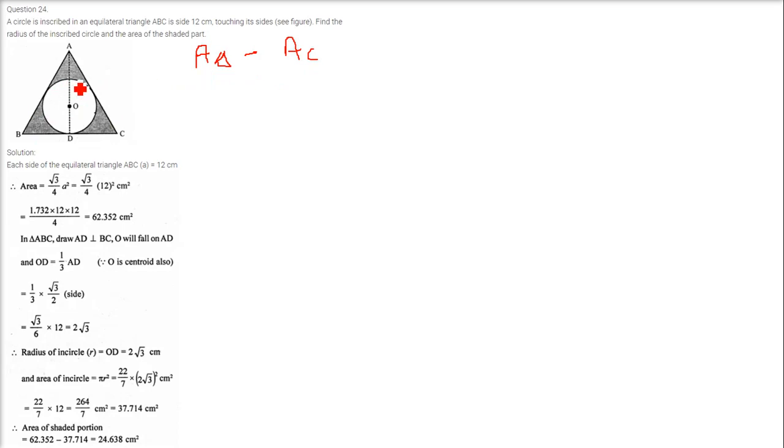So the area of the triangle, that is the equilateral triangle, is root 3 by 4 a square, that is side square, and the side is given already. So we get root 3 by 4 into 12 square as the area of the triangle. Now what is the area of the circle? For that we have to find out the radius.